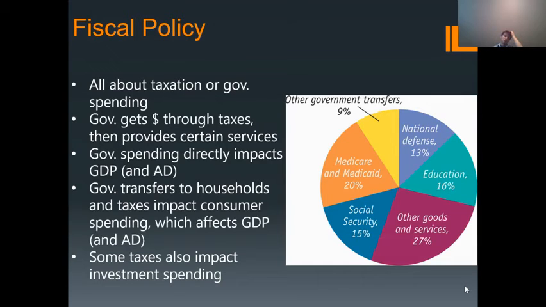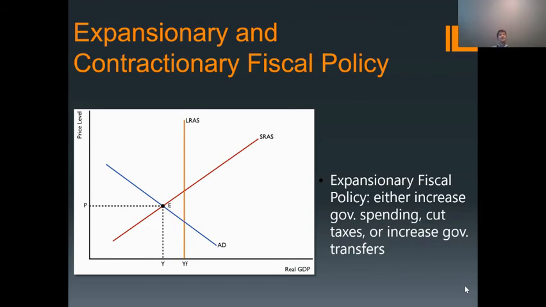Some taxes will also impact investment spending. Those taxes will be explicitly talked about when you see a problem about it. It will say there are business taxes that are decreased. This should, according to the theory, increase investment spending. So that would be a sort of supply side Keynesianism, if you will. If you have expansionary fiscal policy, this is when you either increase government spending or cut taxes or increase government transfers. Expansionary fiscal policy is meant to correct for a recession.